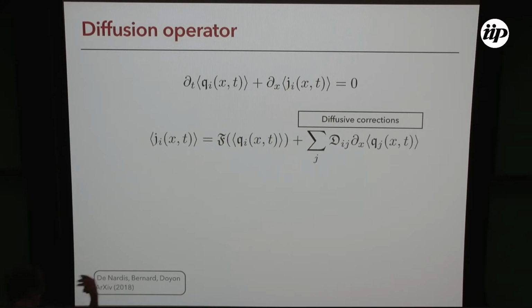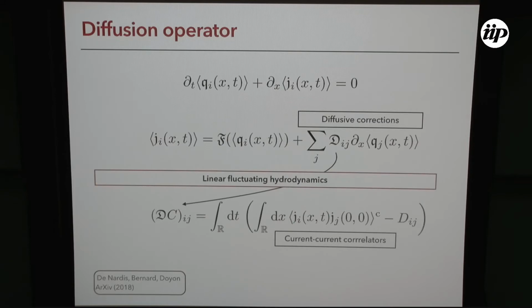But if I want to go to a smaller time scale, I have to introduce a so-called diffusion operator, which is some matrix which now couples the current of the charge I with the expectation value of the charge J, for any I and J. This is a theory which has been developed in the 70s, 80s. Herbert Spohn gave a large contribution. It mostly falls under the name of linear fluctuating hydrodynamics.